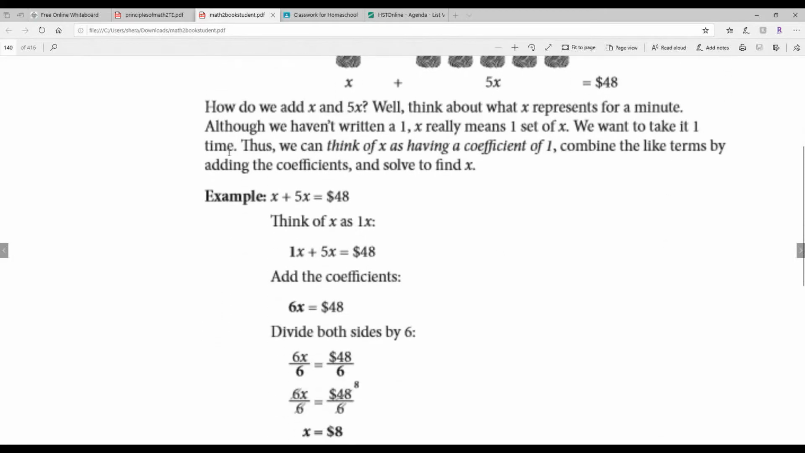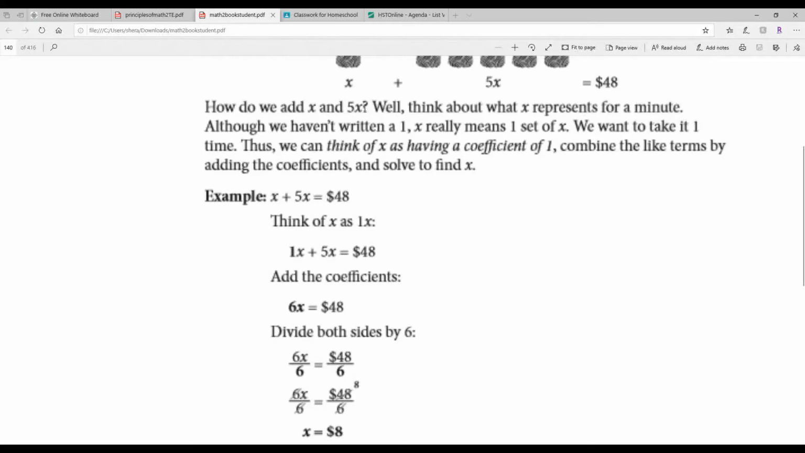Now, how do we add x and 5x? Because remember, we can only add coefficients that have the same variable. But that first x doesn't have one. So think about what x represents for a minute. Although we haven't written a 1, x really means one set of x. We want to take it one time. So we can think of x as having a coefficient of 1. In other words, it's just simply understood that 1 is in front of it.